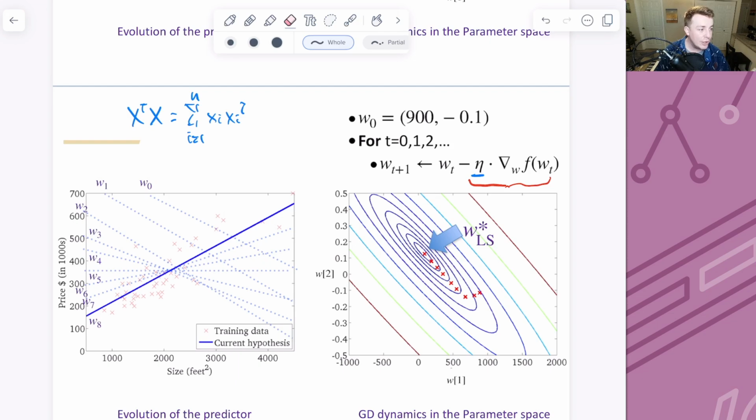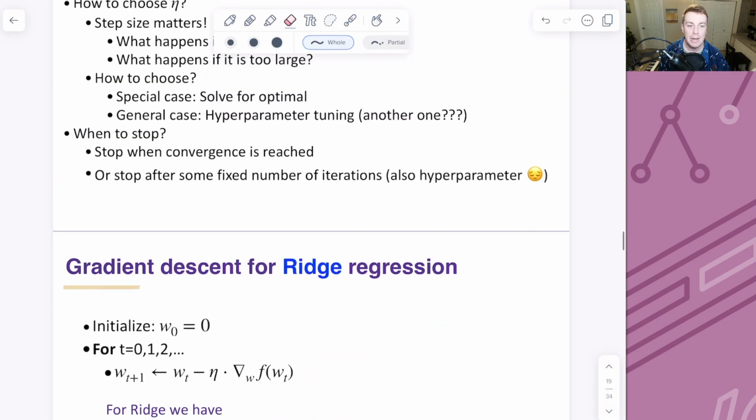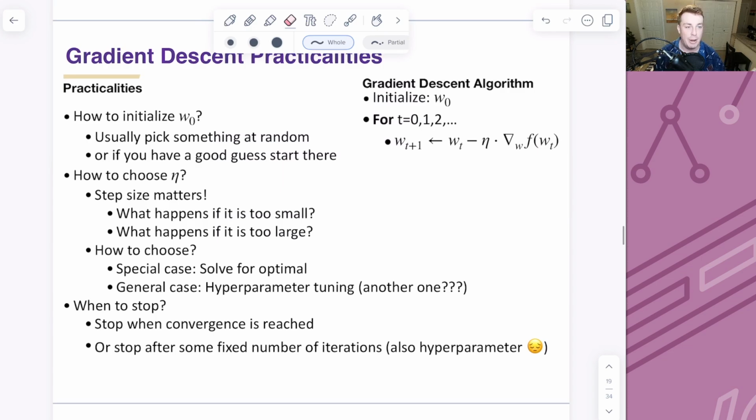Okay, so that was the recap of what we did last time. And then we also had one last recap slide about some of the practicalities, like how do you choose W0? That's generally just start at some random point, or if you have a better guess, you can start there. That's totally fine. How do you choose eta? Generally, the step size matters because if it's too small, it takes a long time to converge. If it's too large, you might overshoot the optimal at the bottom, and then you might bounce away, which is not really that great. How do you choose? You can optimally solve in some special cases, but in general, it's another hyperparameter you have to choose. Generally, you try a bunch of different sizes of eta and see which one does best.